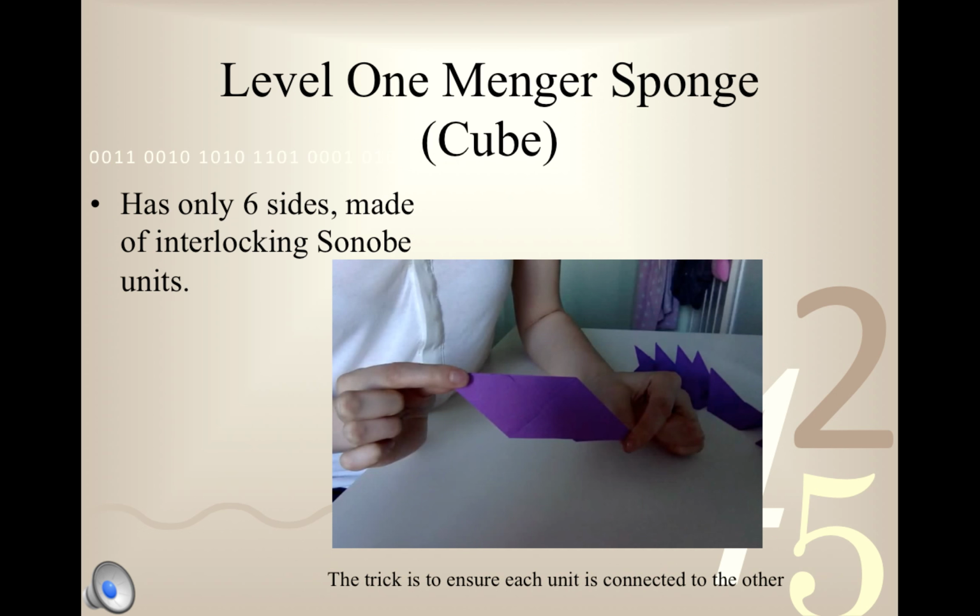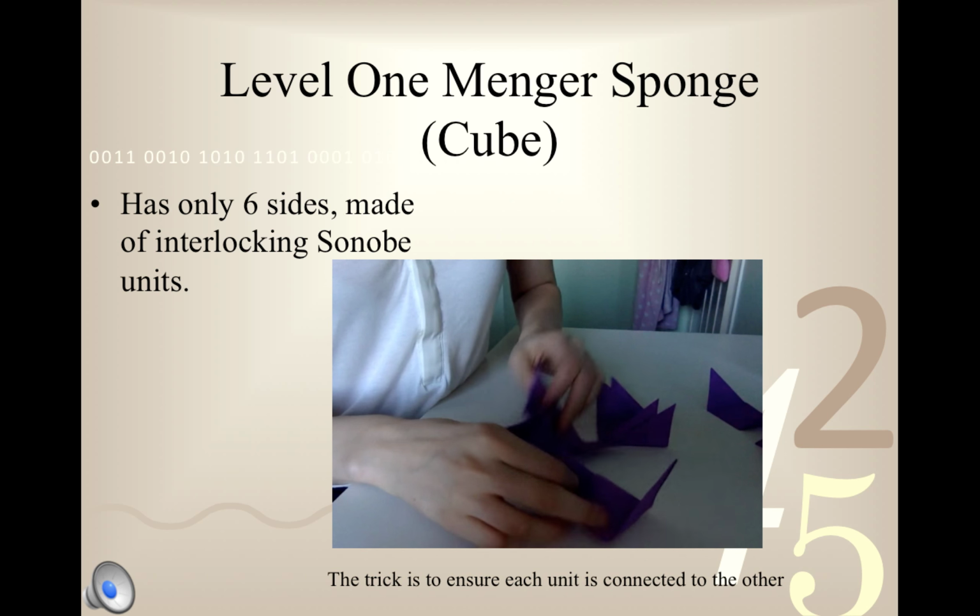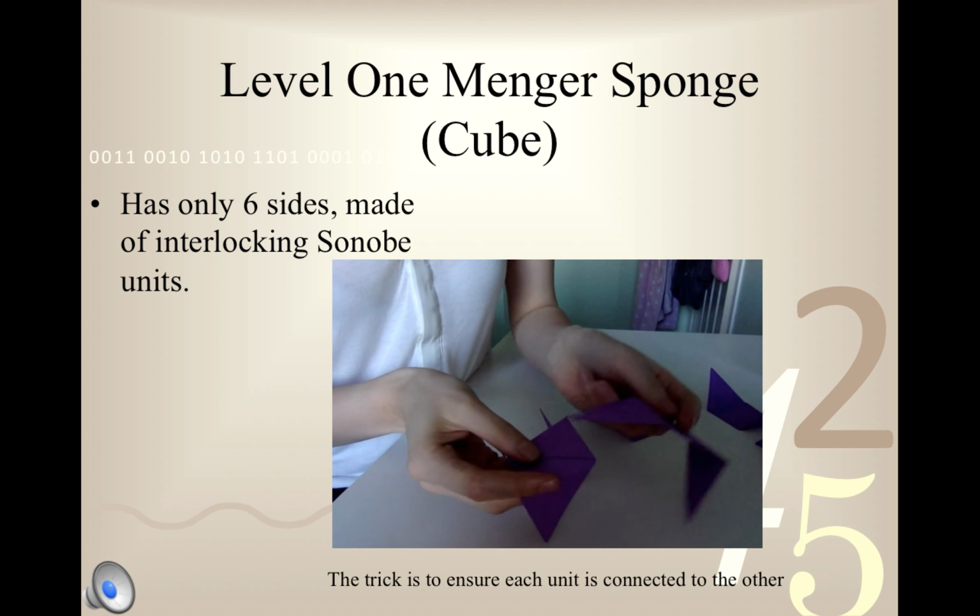The level 1 Menger sponge appears as a simple cube. A cube, as we all know, has 6 faces, so we will be needing 6 sonobe units to construct this level. This is fairly manageable. However, as we will see, the number of units required to create subsequent levels of this fractal increases exponentially with each level.